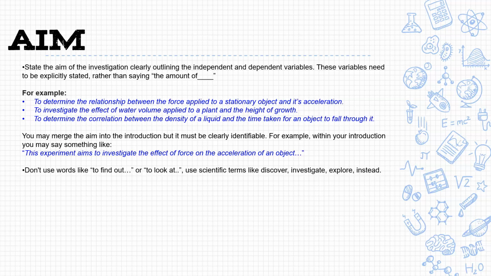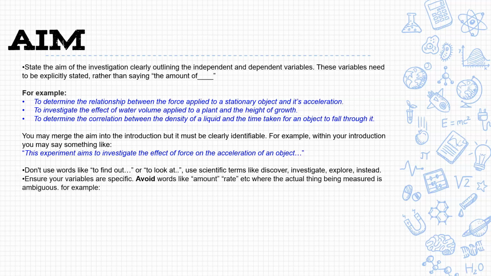As I said before, don't use words like "to find out" or "to look at." They're not scientific language. They're very casual and very informal. Make sure your variables are specific. As I said as well, avoid words like amount or rate, where it's not clear or it's ambiguous, I love that word, what the thing you're actually doing is. So I'll show you an example of that. The amount of water added. What is the amount? As I said, volume, surface area, whatever. Much better version, the volume of water added. That's a very clear variable.